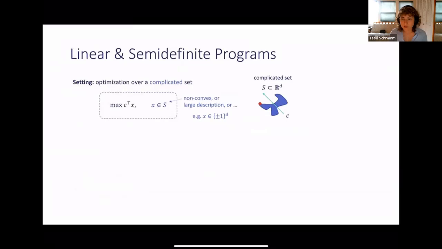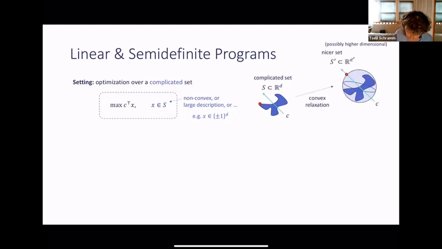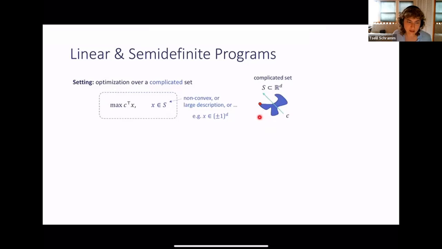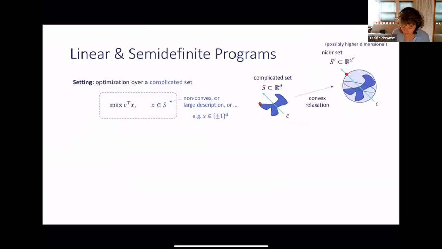Some of our best tools for optimization are linear and semi-definite programs. In linear and semi-definite programs, the idea is the following. Our setting is that we're interested in optimizing over some complicated set. Here you can see this blue set is complicated. The sense in which it is complicated is that maybe it's non-convex, for example, maybe we're optimizing over labels to the vertices of a graph, or maybe it has a large description. The strategy will be to take our complicated set and replace it with a convex relaxation, a nicer set, possibly in higher dimensions, and optimize instead over that set.